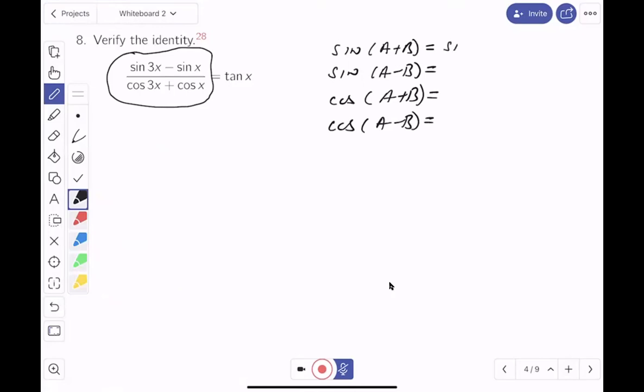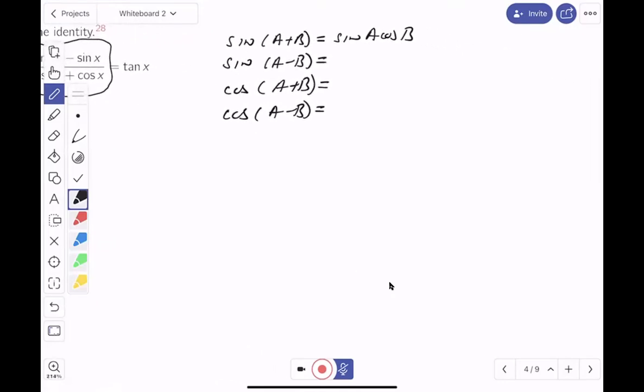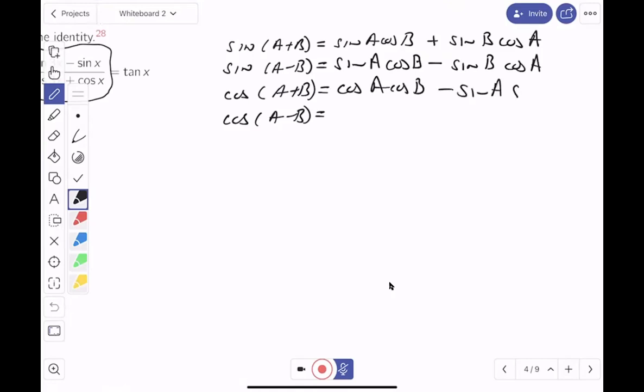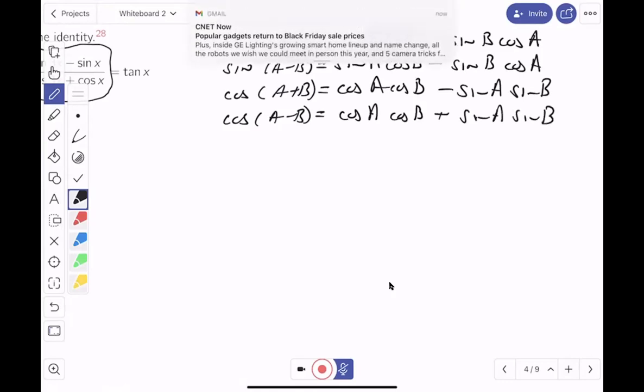So it's going to be sine a cosine b, and plus on the side. Okay? And then it's going to be plus sine b cosine a. Sine a cosine b minus sine b cosine a, that's not so bad. Cosine a cosine b minus sine a sine b. Cosine a cosine b plus sine a sine b. And you should know those.